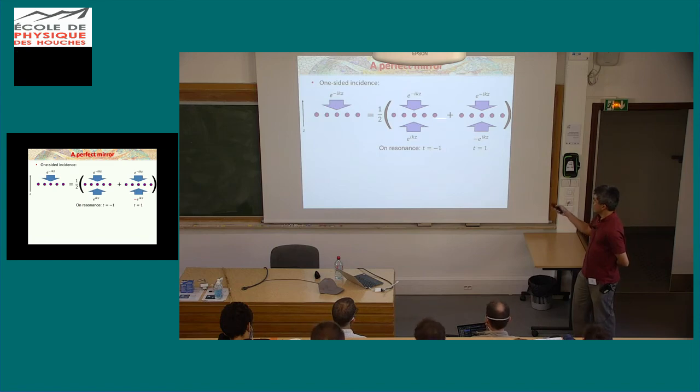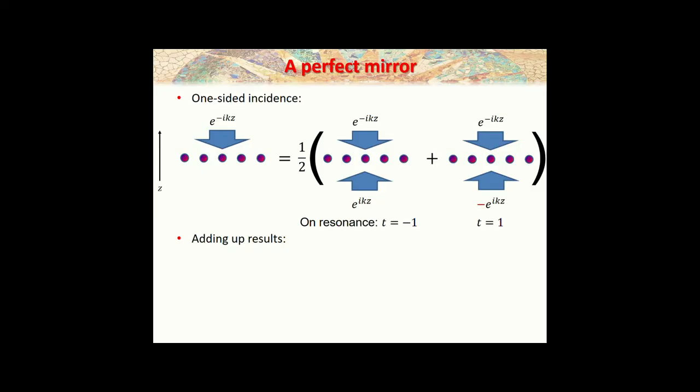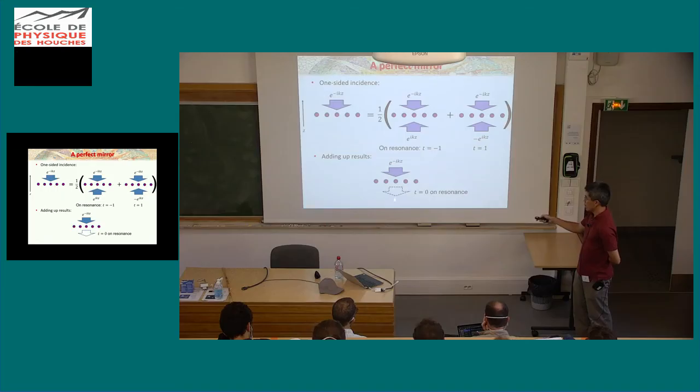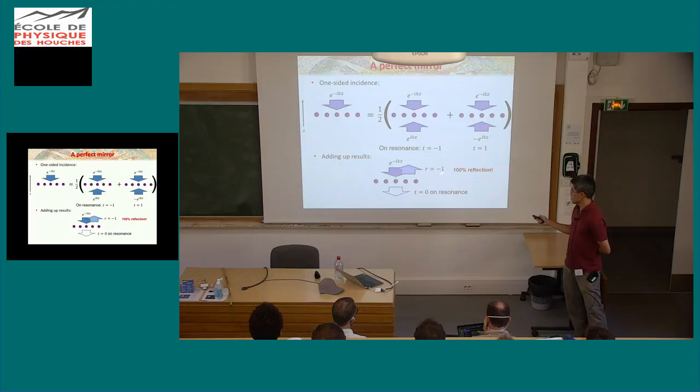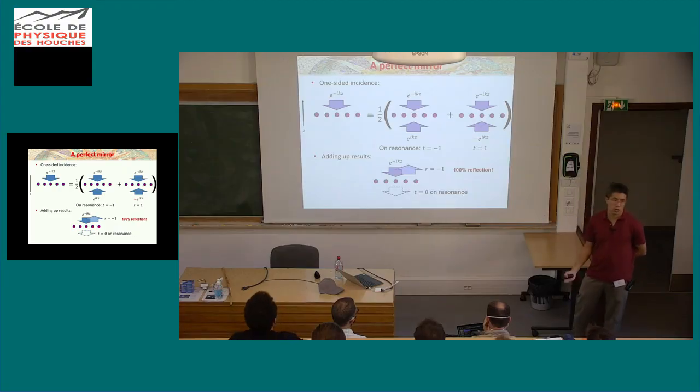Now I can add up these two answers. So in particular, let's consider the light coming out from the bottom side. The light coming out from the bottom is this field here, which is transmitted with a phase of plus 1, plus this field here, which is transmitted with a phase of minus 1. So you see they cancel out. I have exactly zero transmission on resonance. And then I can play the same game to find out what's reflected, and I see the reflection coefficient should be 100%.